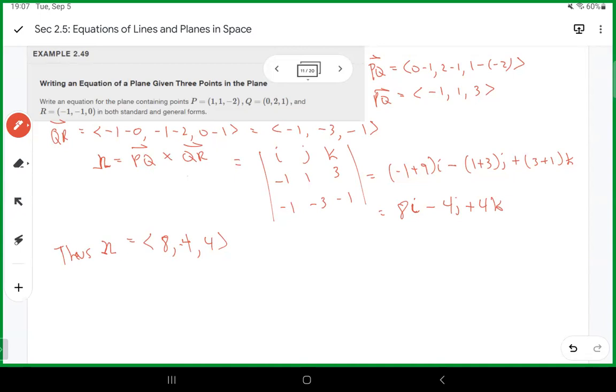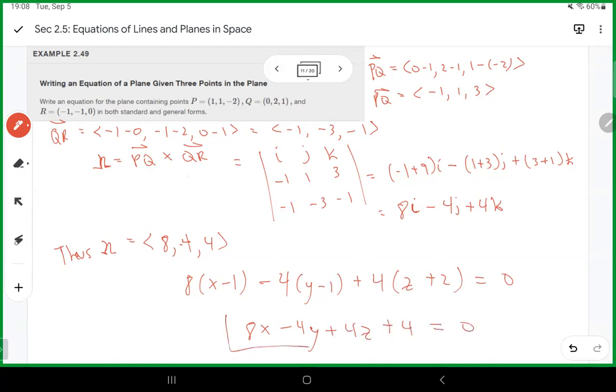I believe we are using P, I think is what they're using. So 8 times x minus 1, minus 4 times y minus 1, plus 4 times z plus 2 equals 0. So then you would get 8x minus 4y plus 4z plus 4 equals 0. So there's both your forms.